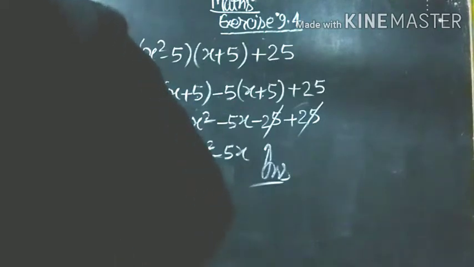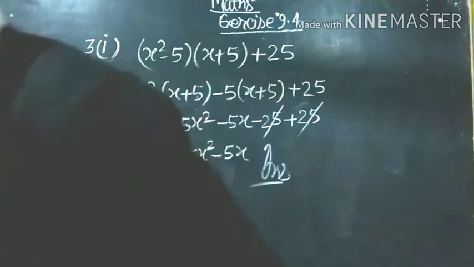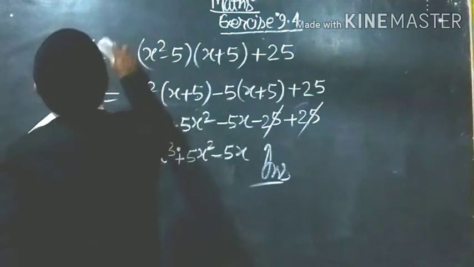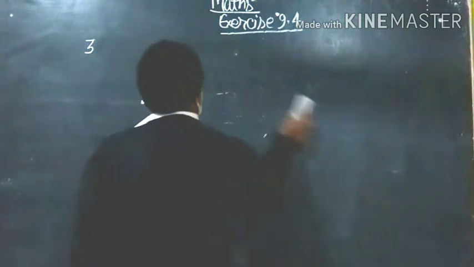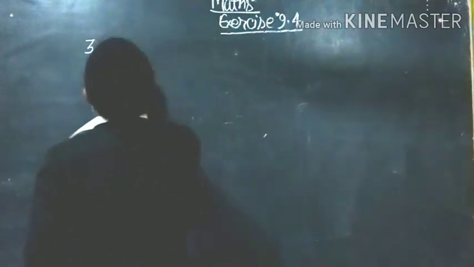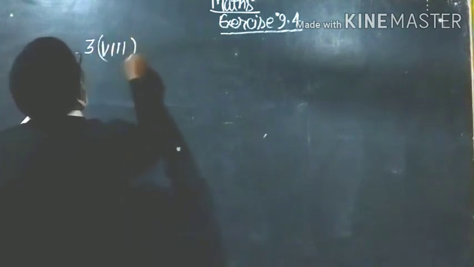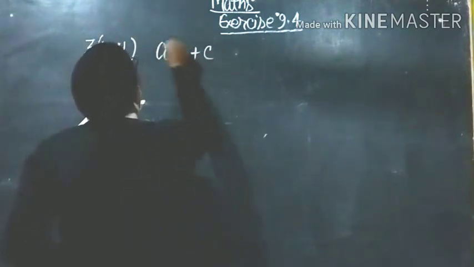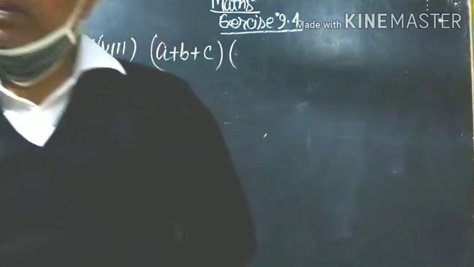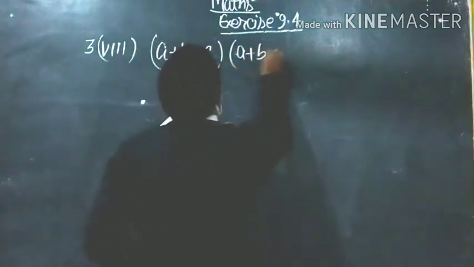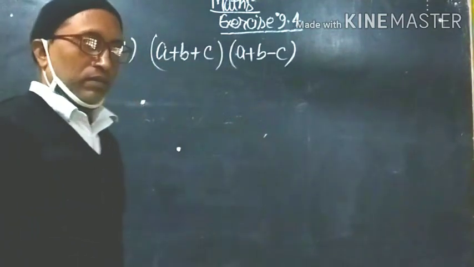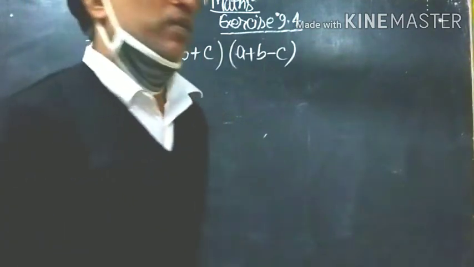Last question I want to solve, third question, eighth part, that is a plus b plus c into a plus b minus c. You simplify this question in this sequence.